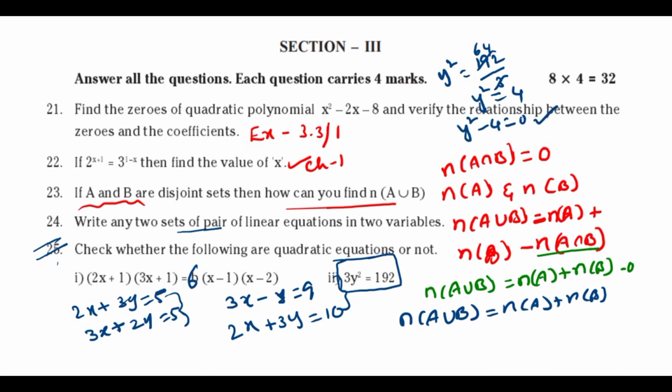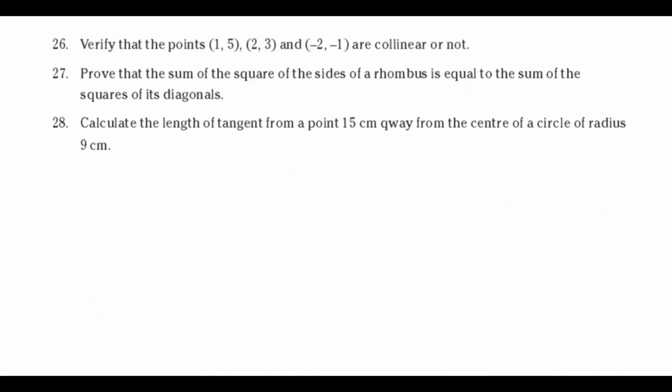Okay, so next question is here, verify whether the following points are collinear or not. You know how to prove it is collinear or not, you can check. You try to prove AB plus BC is equal to AC. If you can't prove this one, it is not a collinear point.